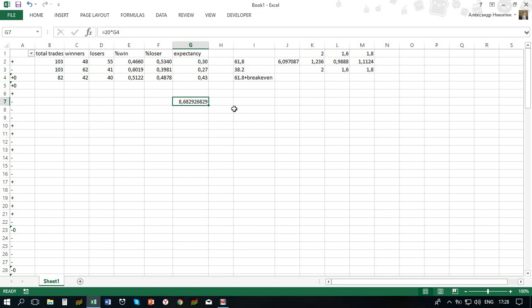What if you risk 2% a trade? It should be multiplied by 2, because I take 1 as the risk. Multiply by 2 to know what the 2% risk gives: a 17% monthly return. And of course your drawdowns are larger.